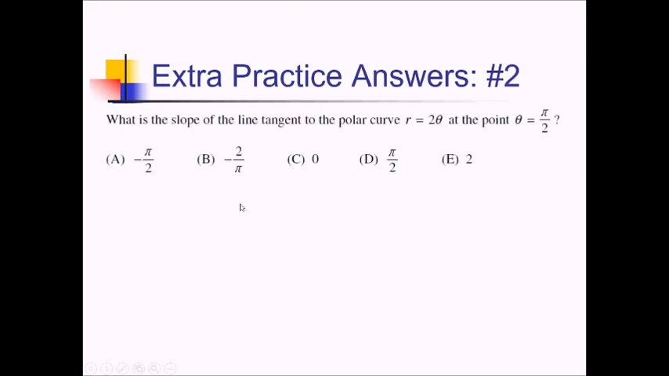For this problem, we want the slope of the tangent line for the curve r equals 2 theta at the point theta equals pi over 2. So in general, for dy over dx of a polar function, we need y prime of the input over x prime of the input. To get that, though, we need x and y, so let's express this in terms of x and y. We have, in general, x equals r cosine of theta. So in this case, we can say x of theta equals 2 theta times cosine of theta.